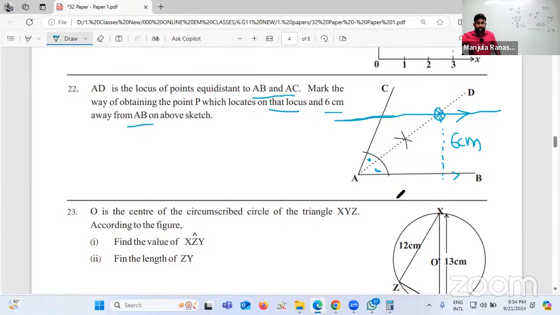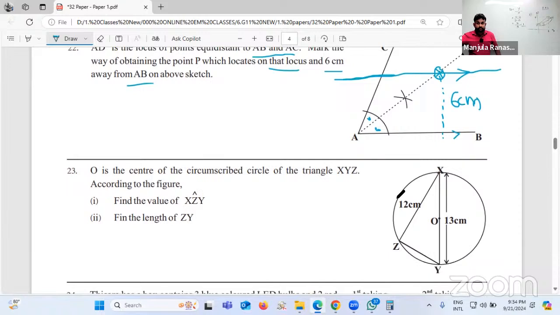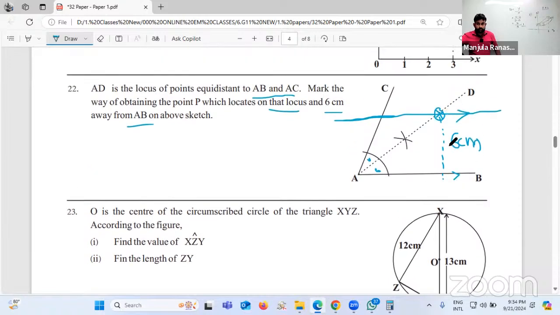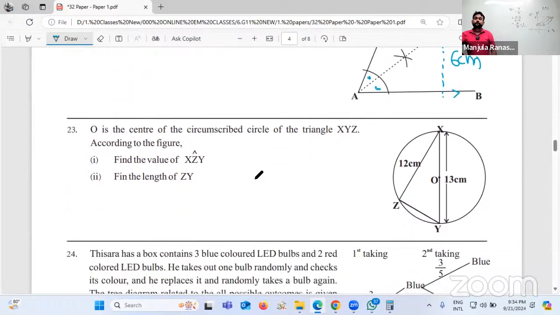Okay, right, correct it. So you make these dimensions, make this parallel, and mark the distance. It is not a problem if the sketch is not exactly 6 cm, but it must be marked, right?